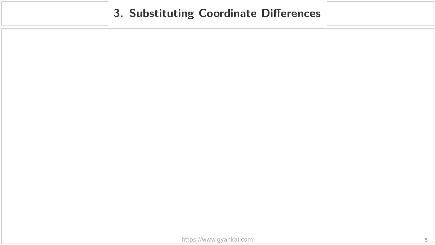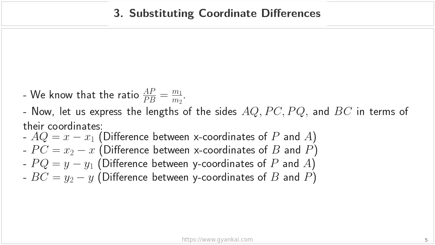3. Substituting coordinate differences. We already know from our initial setup that the ratio of the hypotenuses, AP over PB, is equal to the given ratio, m1 over m2. To find our actual formula, we need to replace those geometric lengths with something we can calculate using coordinates. So, let's express the lengths of the horizontal and vertical sides in terms of our x and y values.